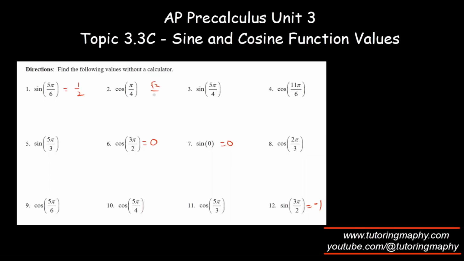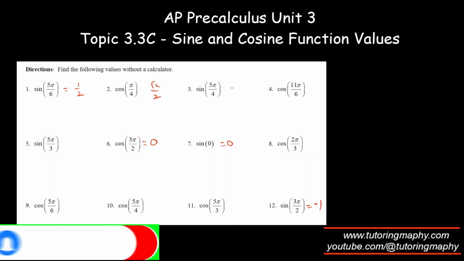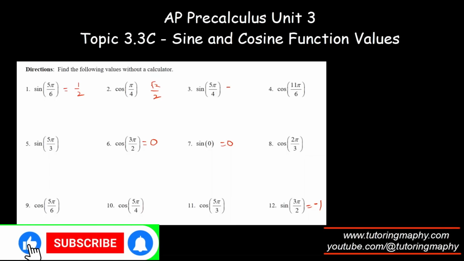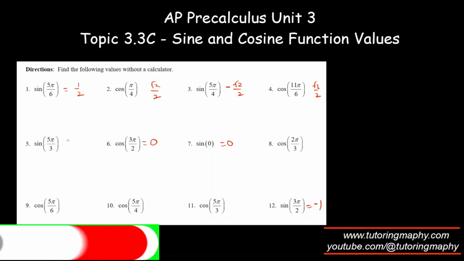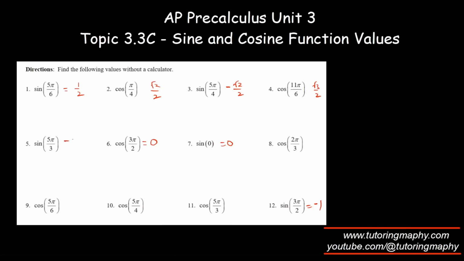This is root 2 over 2. This is going to be quadrant 3, so that's negative root 2 over 2. This is quadrant 4, so that's root 3 over 2. This is quadrant 4, so that's negative root 3 over 2. That's quadrant 2, so that's negative 1 over 2. That's quadrant 2, so that's negative root 3 over 2.